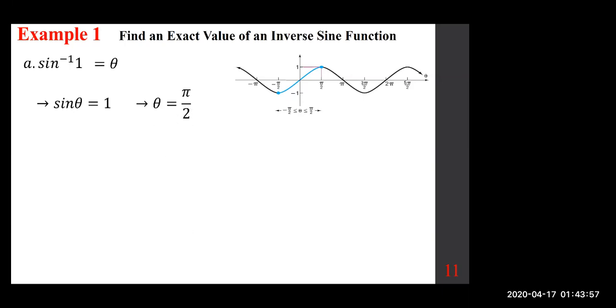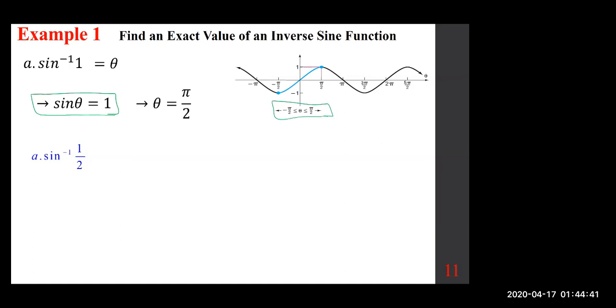Now, it's important to distinguish between the equation that you're looking at and the sine inverse. Class, later on we solve this equation. This equation has infinitely many answers, okay? But when we are looking at sine inverse 1, then we are restricted to this, okay? And we got to pay attention. Anything outside is unacceptable.